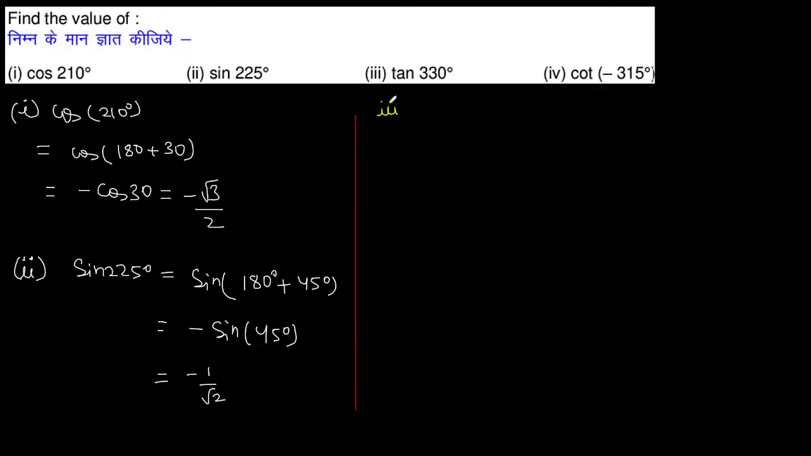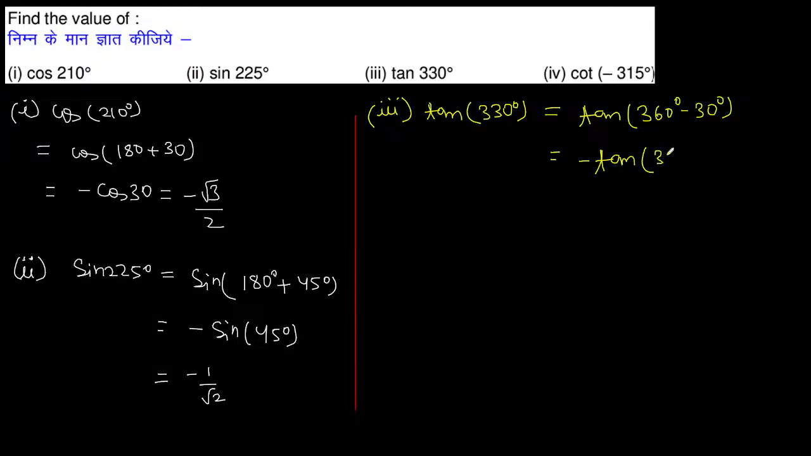Third number, tan 330 degree. We can call it tan 360 degree minus 30 degree. If you remember, tan 360 degree minus 30 is nothing but minus of tan 30 degree, which is nothing but tan 30 is 1 by root 3, with the minus.